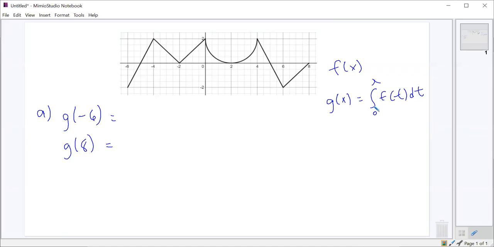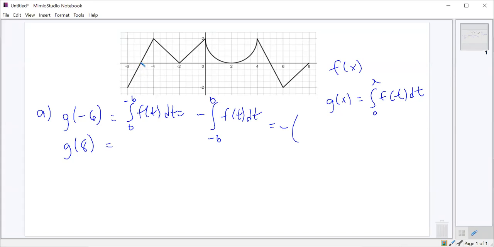If g of x is the integral from 0 to x, then g of -6 ought to be the integral from 0 to -6 of f of t dt, which ought to be the opposite of the integral from -6 to 0 of f of t dt. Just flip the limits. Since this is -6, we don't want to go backwards. We want to go left to right. So we flip the limits and make it negative. And now we'll integrate from -6 to 0.